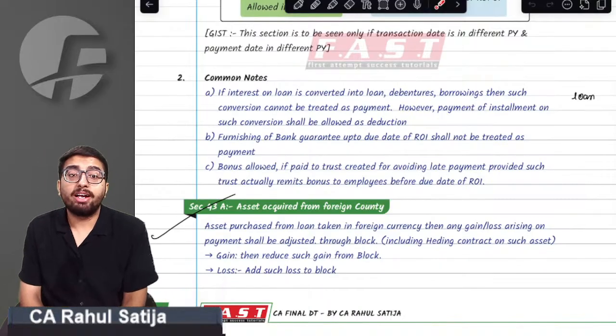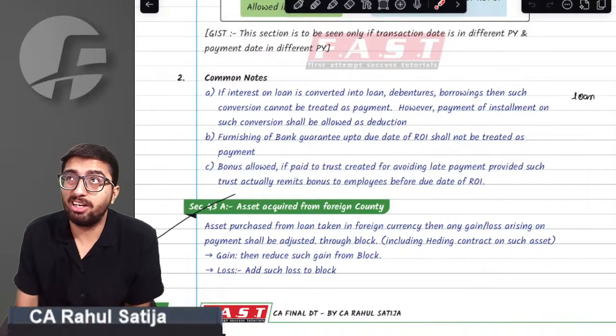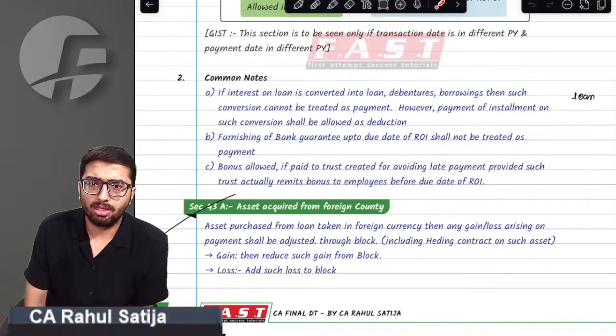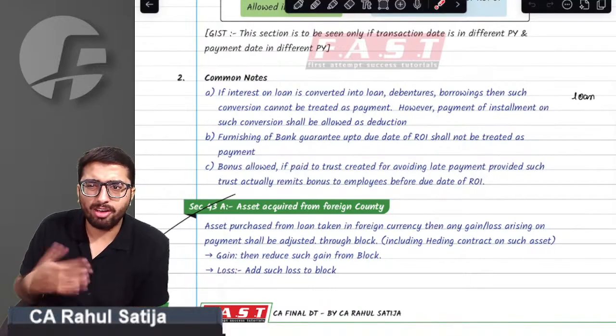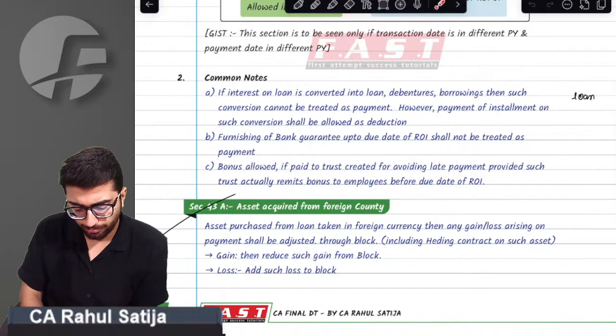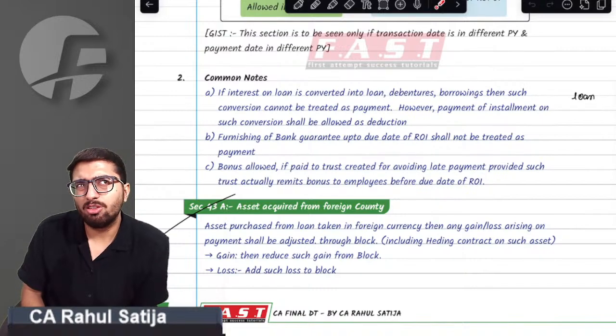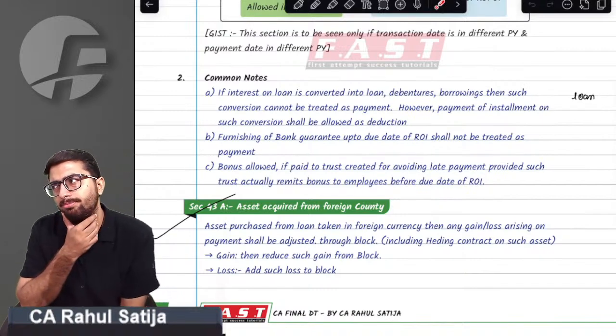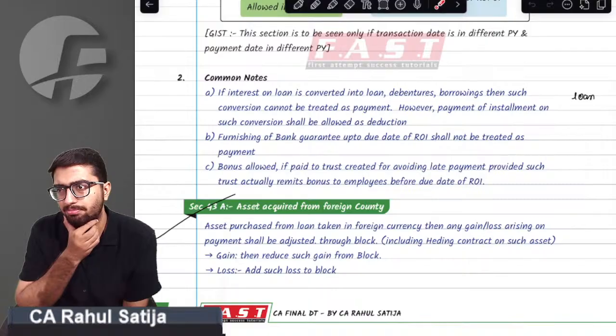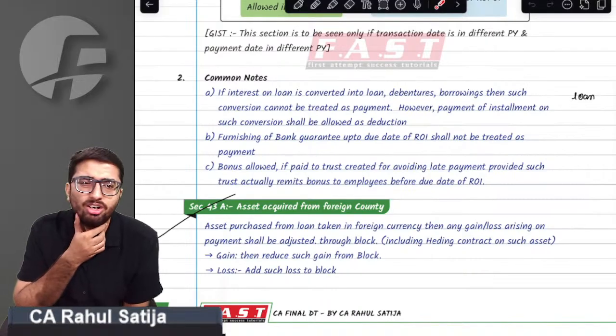Sir, Monisha was required to pay interest up to the due date of ROI to the bank. Any kind of bank interest is to be paid up to the due date of ROI. Sir, we already know this point. Monisha was required to pay interest up to the date of ROI. Sir, Monisha did not pay.